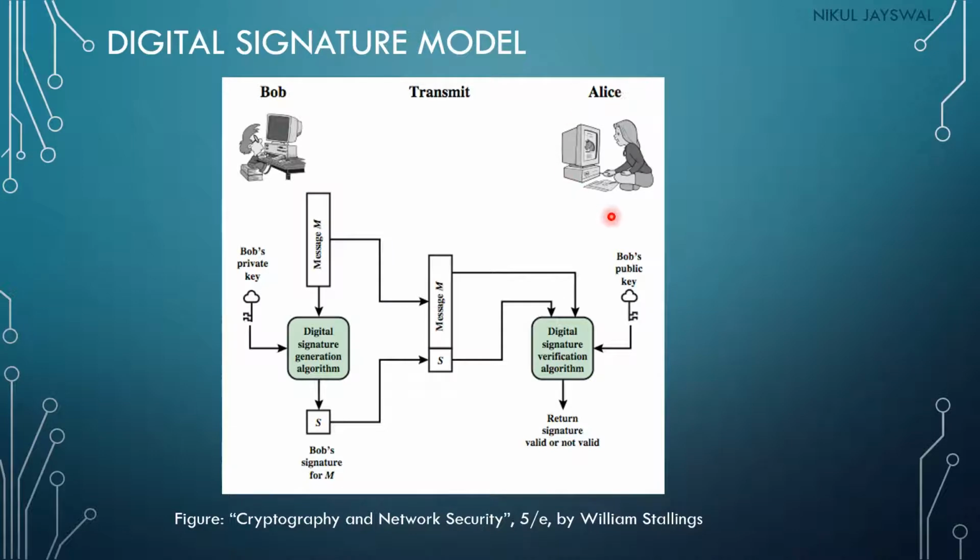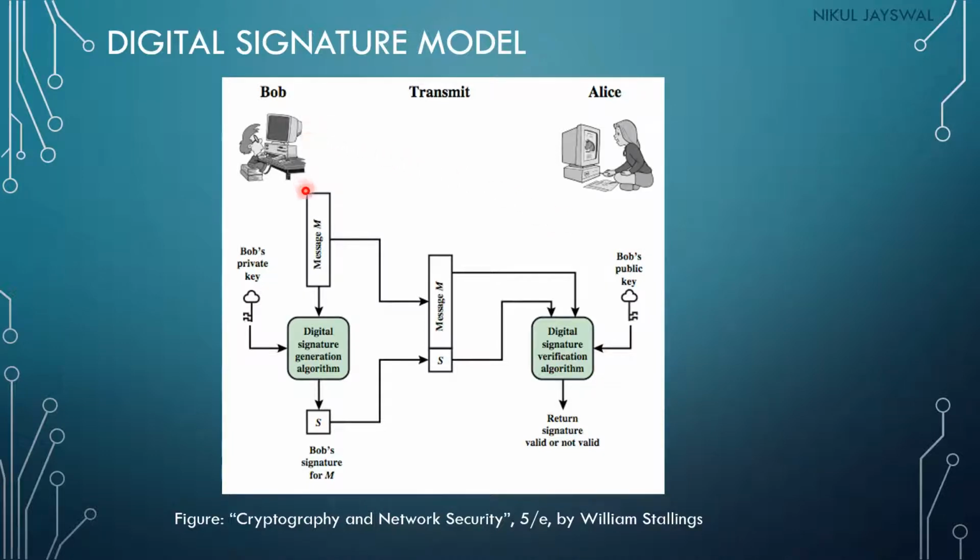Now what will Alice do? She will take the message and the digital signature from Bob. She will verify Bob's digital signature, and if the digital signature is valid, then Alice comes to know that the information has been sent from Bob only. If the verification of the digital signature fails, then Alice will know that this information does not come from Bob and an attacker may have sent that information instead of Bob. So this is how the digital signature model works.